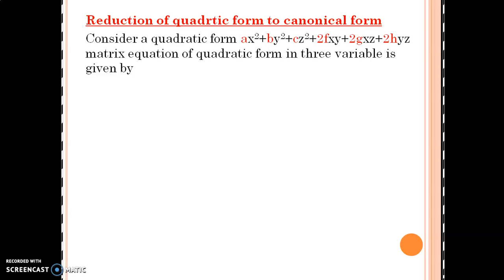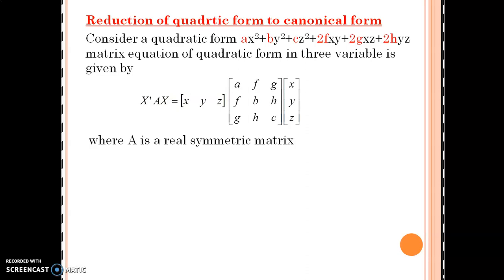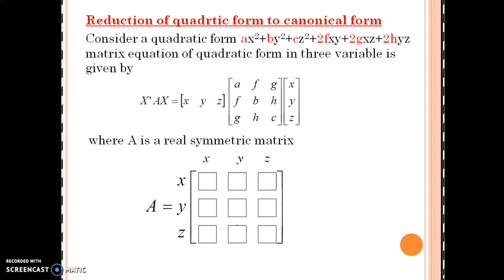The expression ax square plus by square plus cz square plus 2fxy plus 2gxz plus 2hyz is in three variables, and it is a quadratic form which can be represented by a matrix capital A, and the matrix equation is given by x transpose A into x. Now the real symmetric matrix A can be evaluated as the coefficient of x square is A, the coefficient of y square is B, the coefficient of z square is C.